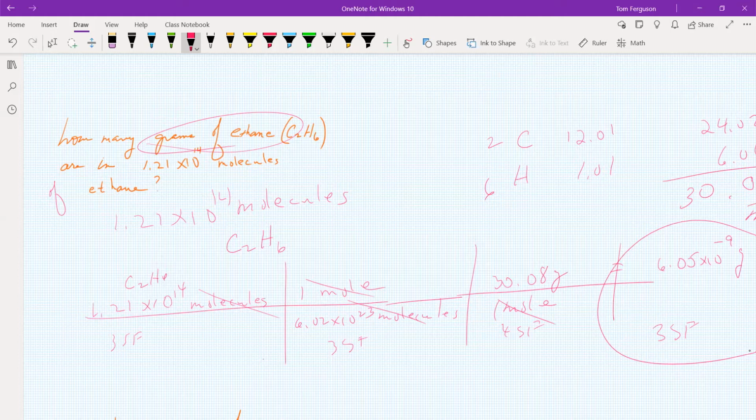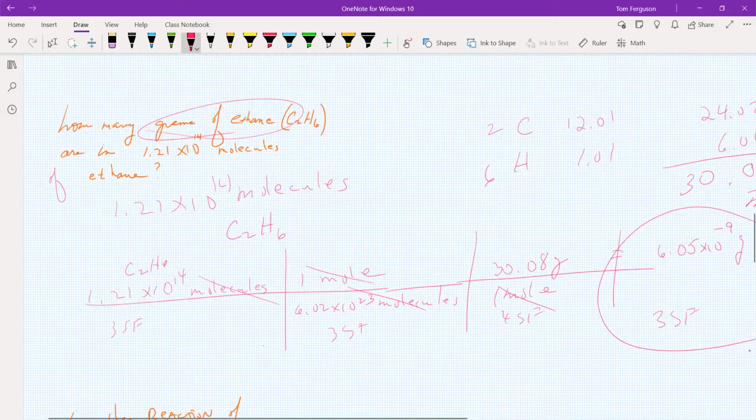If we start with 1.21 times 10 to the 14th molecules. Okay, so what if we turn that into a stoichiometry problem?